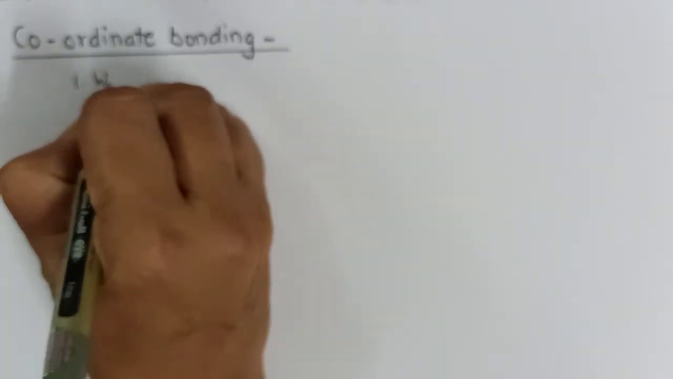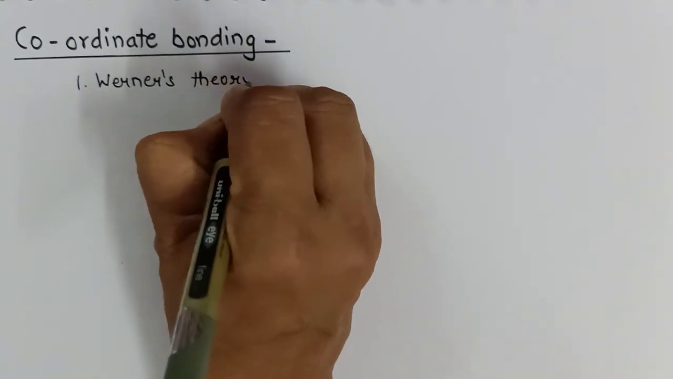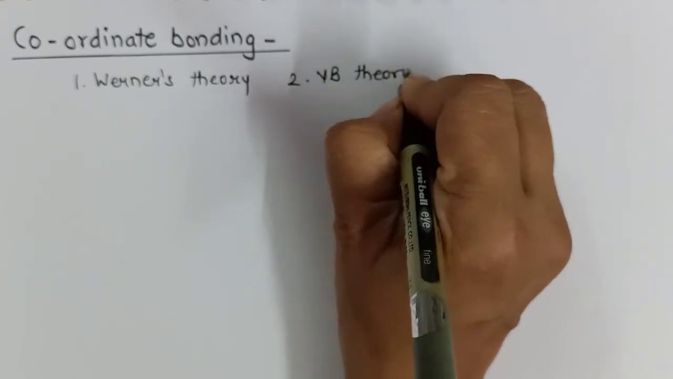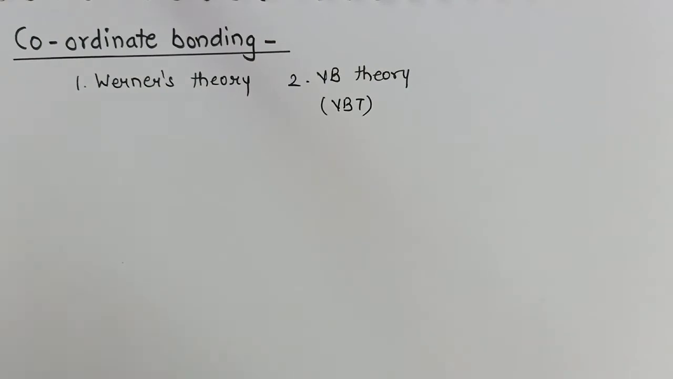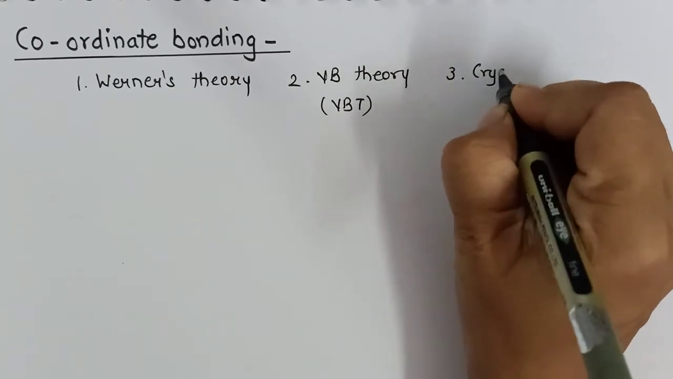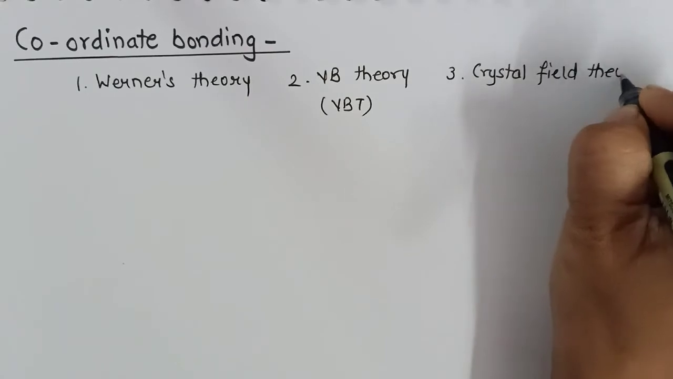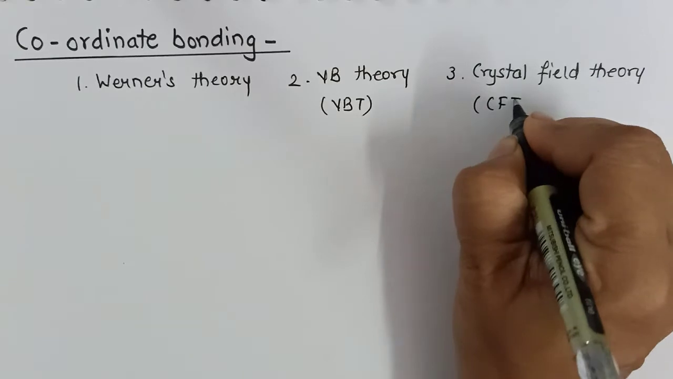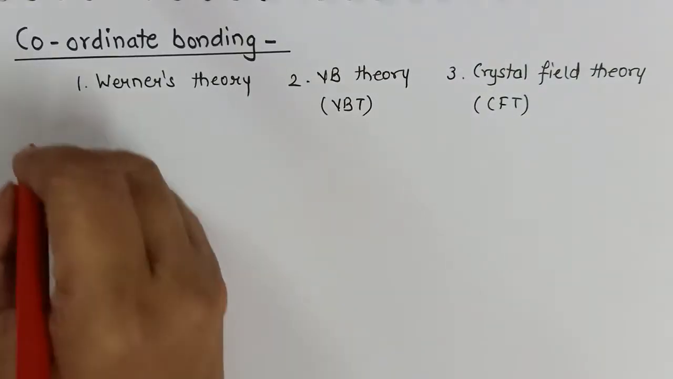The first one, Werner's theory. Second one, valence bond theory, which we also call VBT, about which you have already studied in your class 11th. And the third is crystal field theory. We have to study all these three theories. Crystal field theory is also called CFT. Okay, so we'll begin with the first one, Werner's theory.